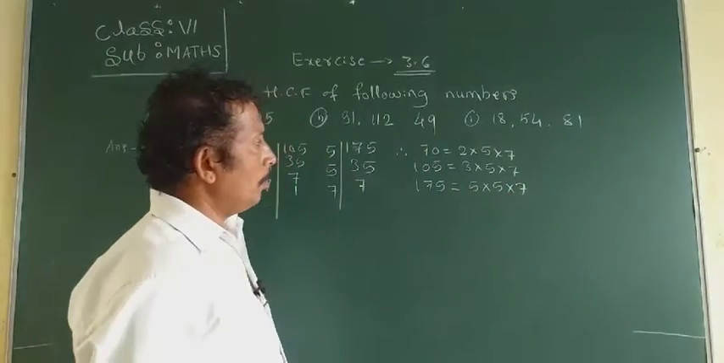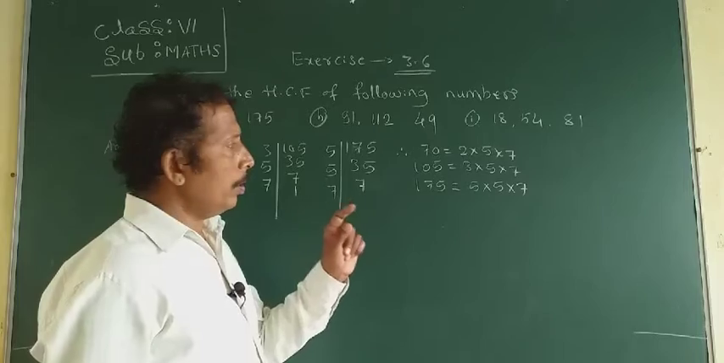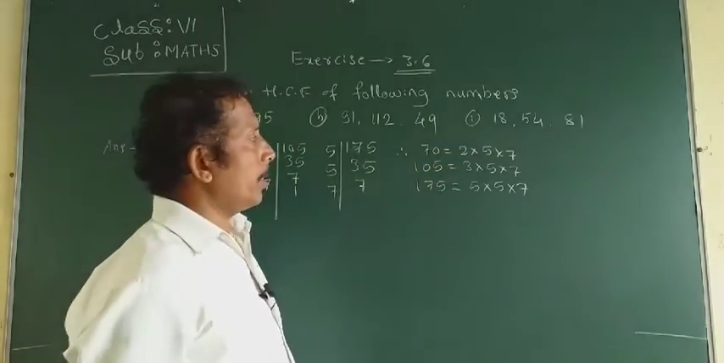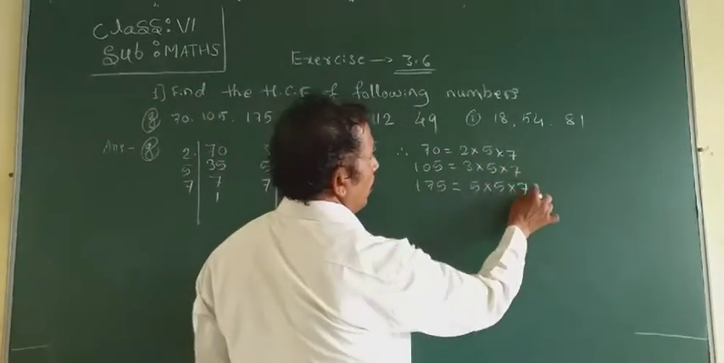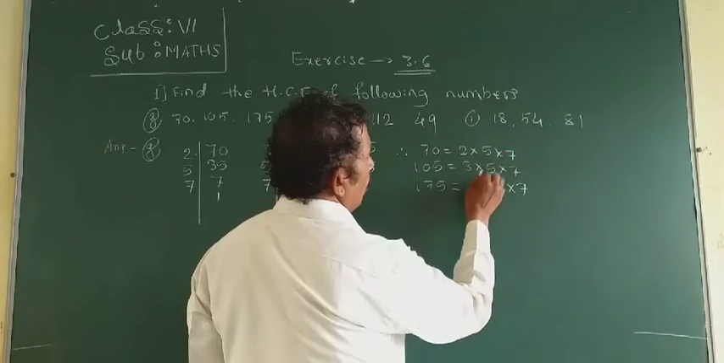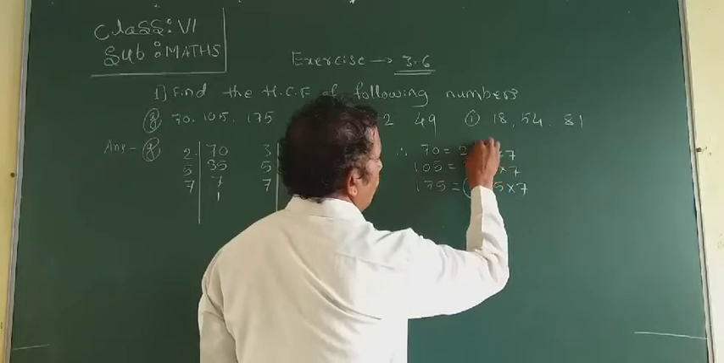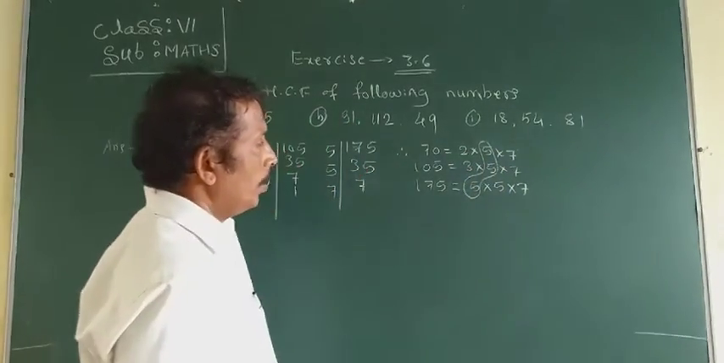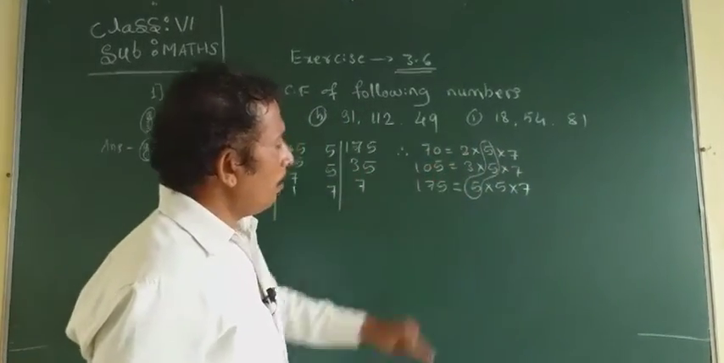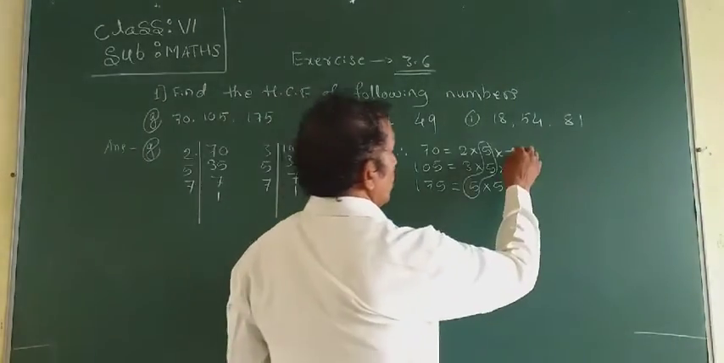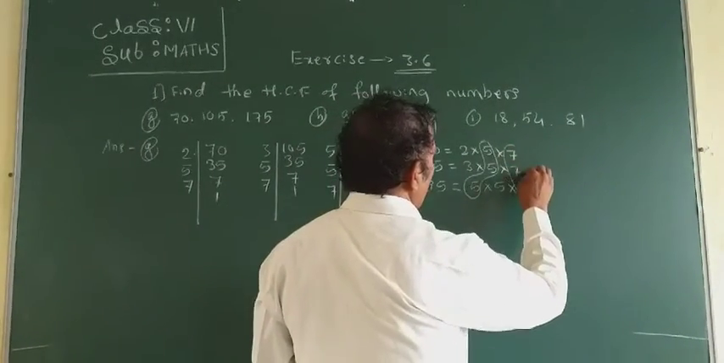Now circle the numbers which are common in all the three factorizations. In all the three factorizations, 5 is common. Circle number 5 once. Then in all the three prime factorizations, 7 is common. Circle the number 7.